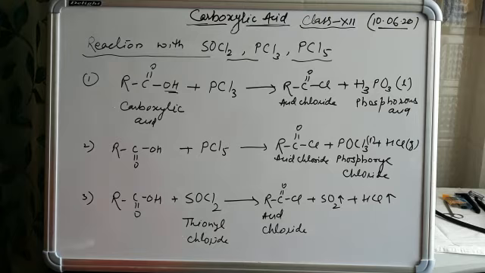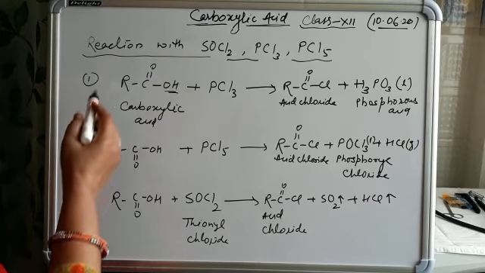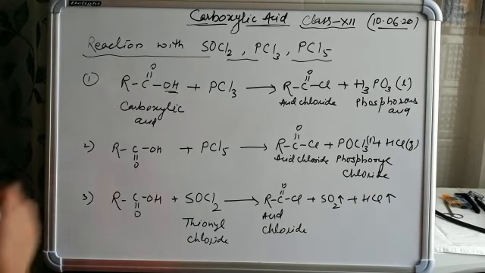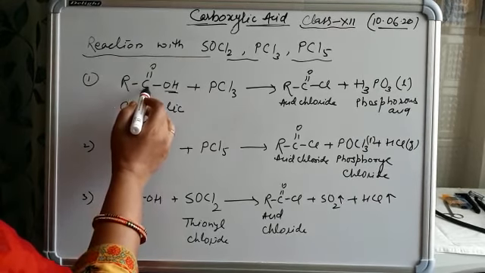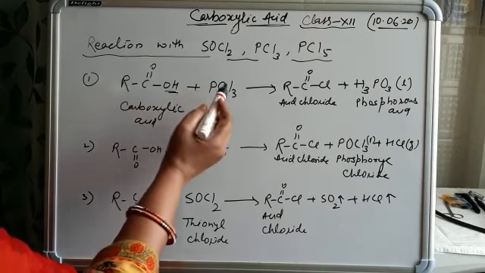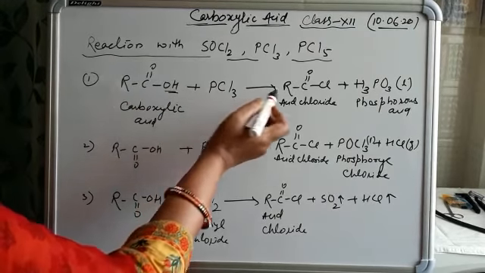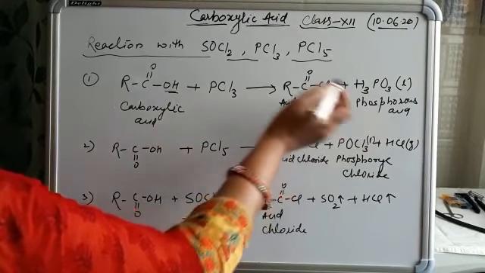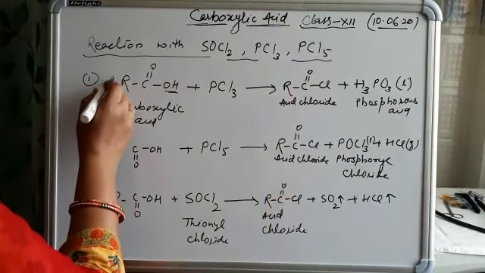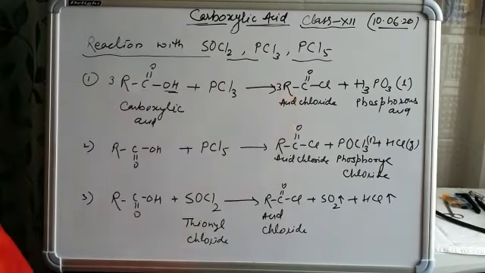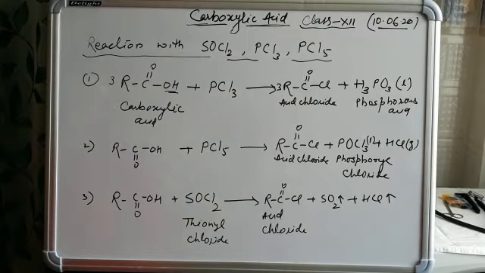So see here what happens. Simply removal of OH ion takes place, meaning bond cleavage between carbon and oxygen. So carboxylic acid when treated with phosphorus trichloride gives acid chloride and phosphorus acid. You can balance the equation also, 3 molecules of this and 3 molecules of this. So in this way you can balance the equation also.